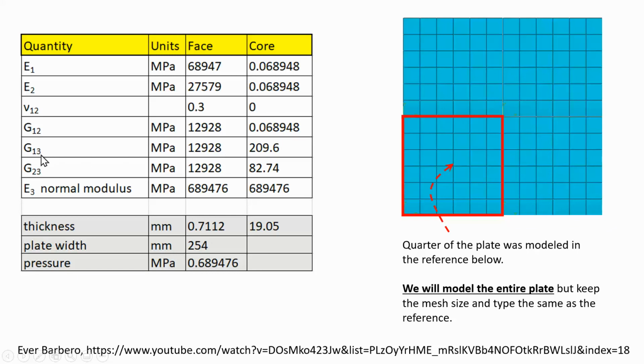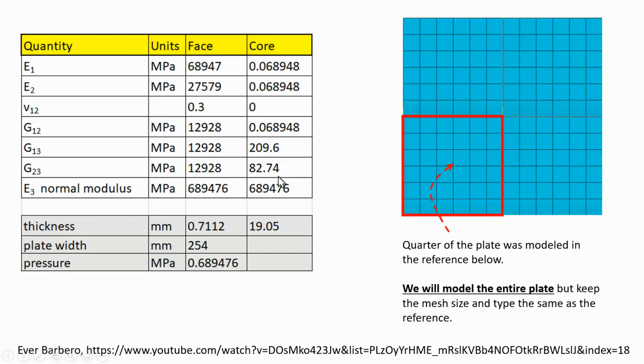Now, the only things that are going to survive are these three. These are shear moduli in the 1-3 plane, 3 being the direction normal to the honeycomb, okay? And you can see that. And then there is a normal modulus to the honeycomb, which is substantially bigger than E1 and E2 for the face, 10 times bigger.